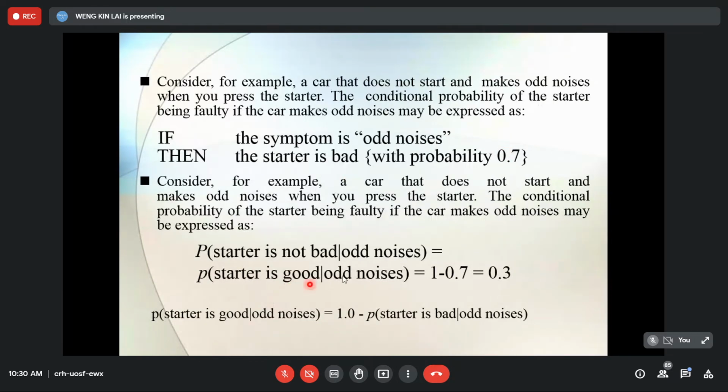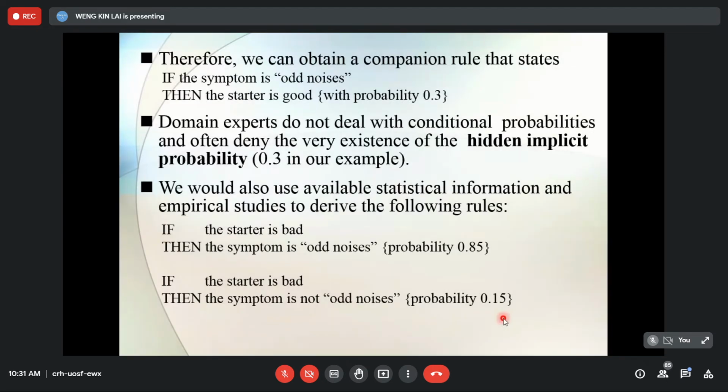So if the starter is good, it will be 1 minus this, because both of them add together to be 1. Basically what we are saying is that the probability that the starter is good, given that the car is making odd noises, equals 1 minus the probability that the starter is bad, given that the car still makes the same odd noises, strange sounds. Therefore, we obtain this companion rule, which states that if the evidence is odd noises, then the starter is good. That means: what's the chance that when you press the starter it still makes odd noises, and the starter is good, given that the car still makes strange sounds.